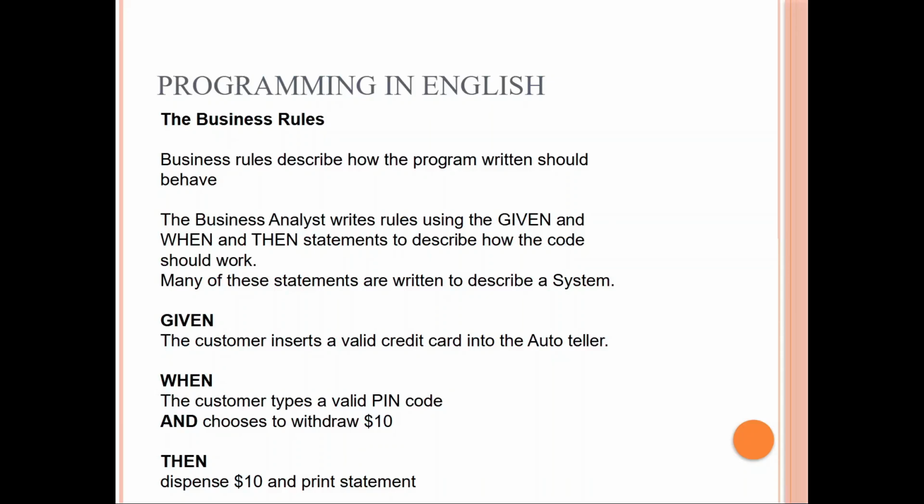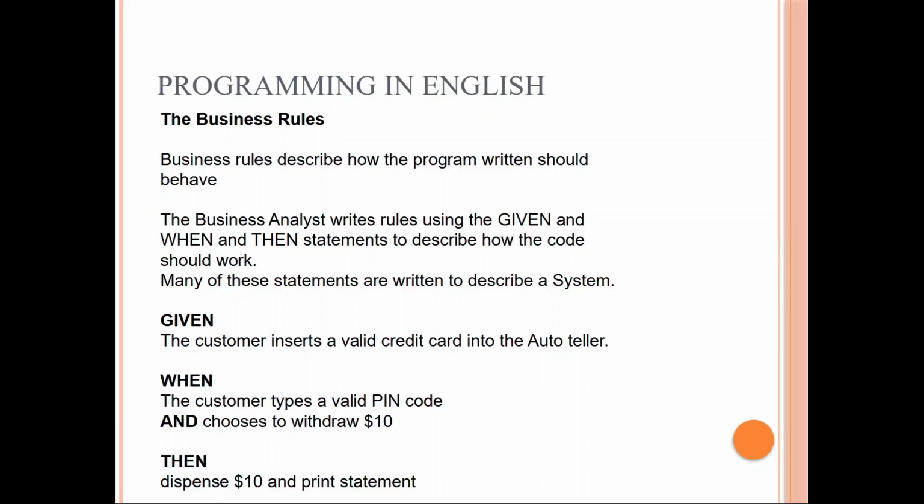We identified the classes from the object-orientated analysis. But now they are telling us how to write the functions, or in Java, how to write the methods. The business analyst writes rules using given, when, and then statements to describe how the code should work. In other words, how the functions should be written. And we have many of these statements written to describe a system. So let's have a look at some of these coming out of the previous JAD session.